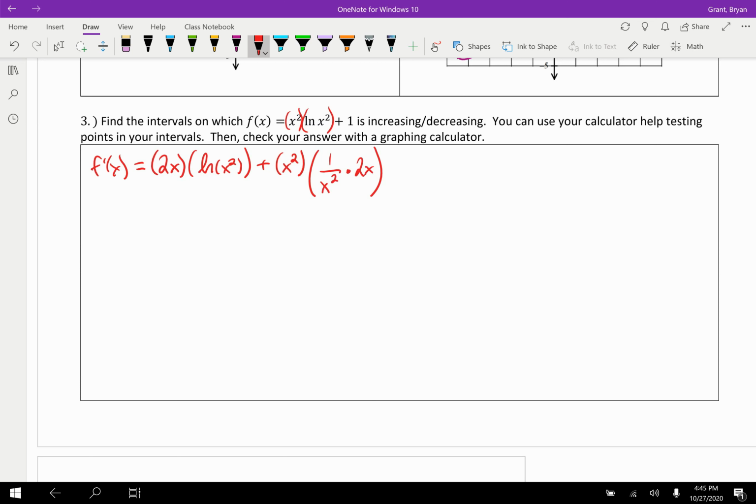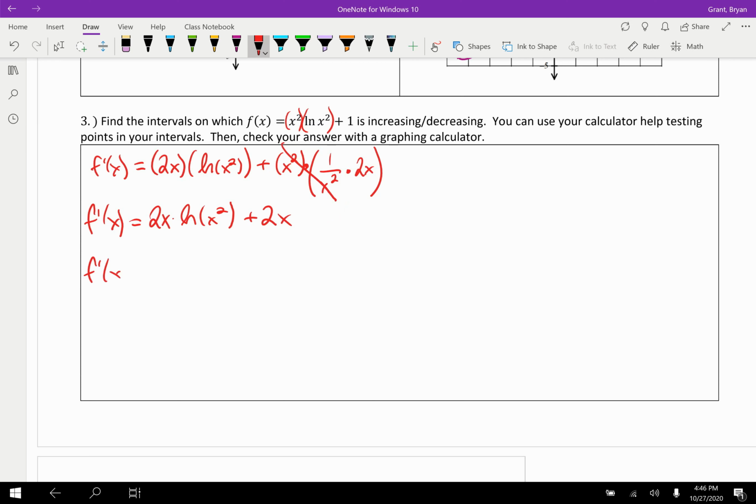Can we clean this up? Oh, most certainly. This is 2x times the natural log of x squared. And then notice that there's all multiplication here. We can do the multiplication in any order, and I'm going to choose to do this multiplication first because they cancel each other out, and that just leaves me with an extra 2x at the end.